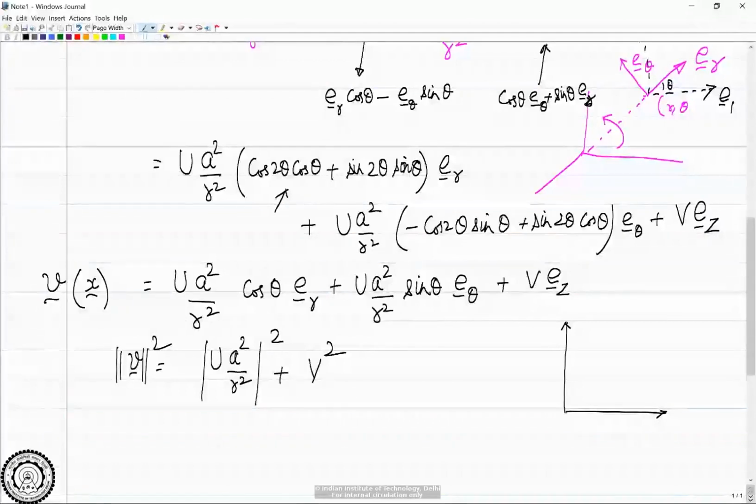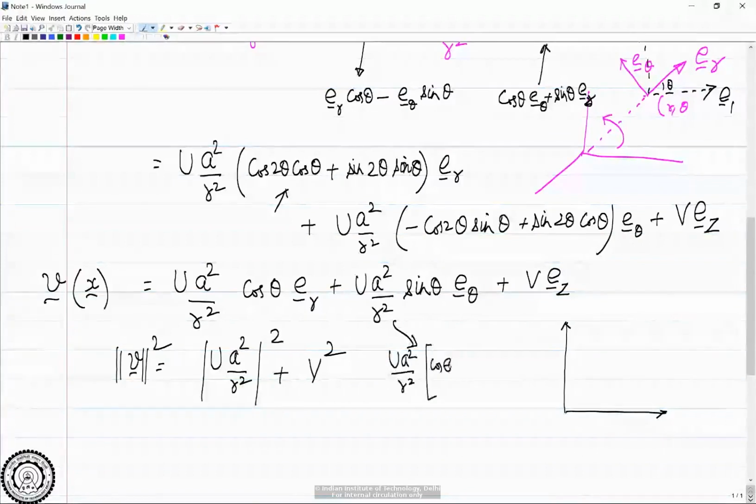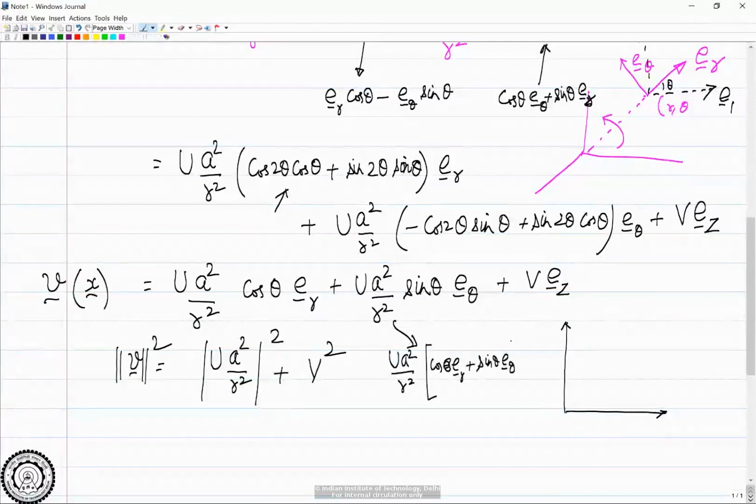So at any point, this velocity is constant. And can you see in what direction this is pointing? What do you think? If I try to further write this, it looks like u a square over r square into cos theta er plus sine theta e theta, plus big V E Z. So try to understand the first term here. What is this direction within the bracket, cos theta er plus sine theta e theta? Let us try to understand that.